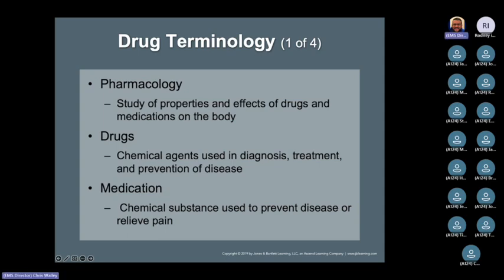So a medication is a chemical substance that is used to help relieve pain or prevent any other type of disease or illness. Like if we give an antibiotic, we're fighting a particular infection. So knowing that, we need to make sure that we get that information.